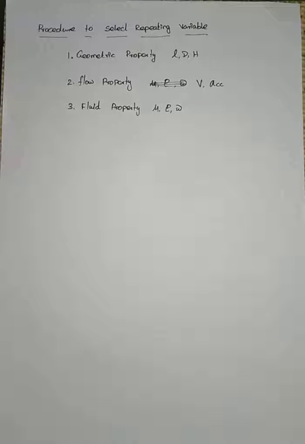As I already mentioned, if it is a turbulent flow, you should choose density as the repeating variable. If it is a viscous flow, then the viscosity has to be chosen as the repeating variable. In most of the cases, the density will be the repeating variable. So now let me take a problem and explain in detail how to solve it.